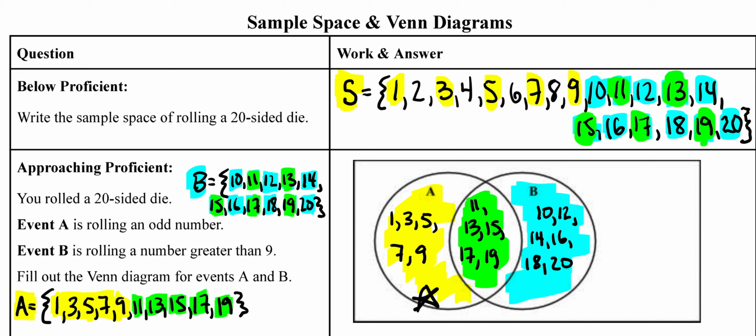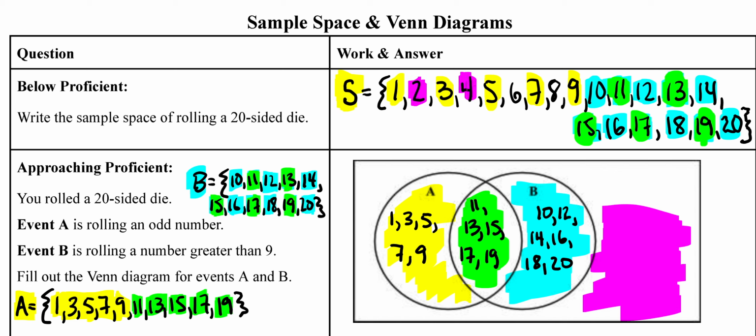A only, that's this section. B only, that's that section. Or both A and B, and that's that middle section. And so whatever's left goes outside. So here, this is an important thing to keep in mind. 2, 4, 6, and 8 are in neither A nor B, which think about what that means.